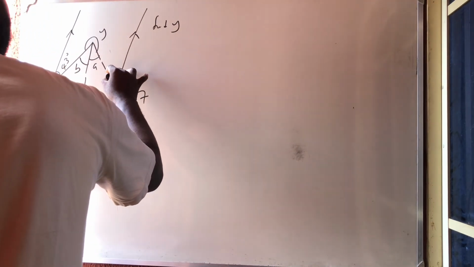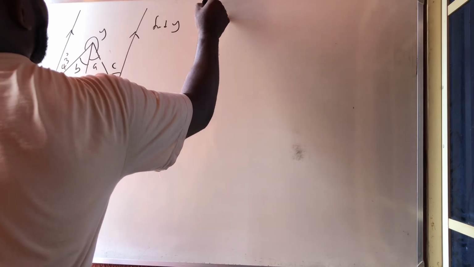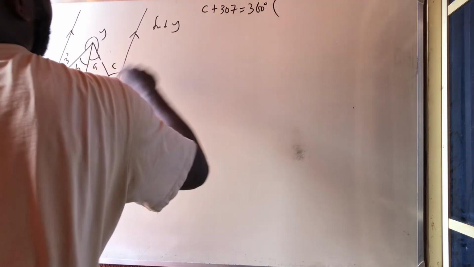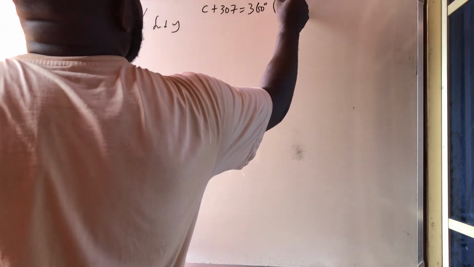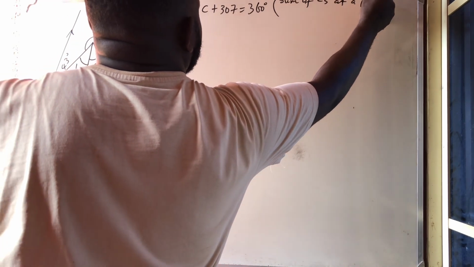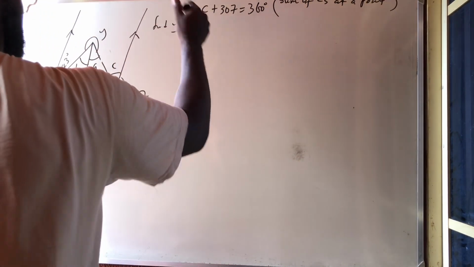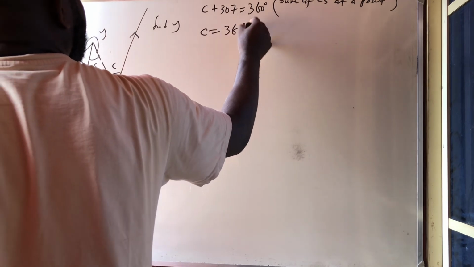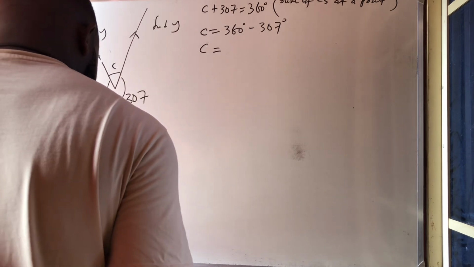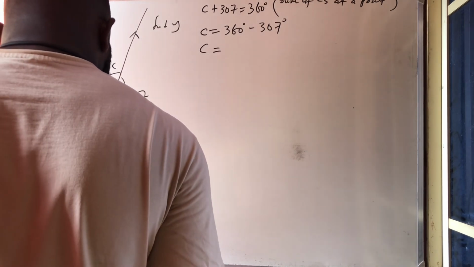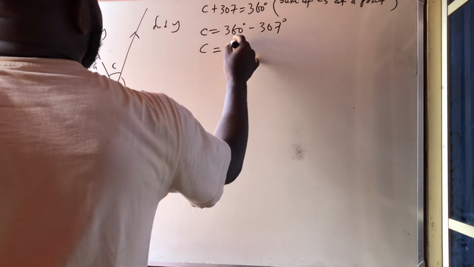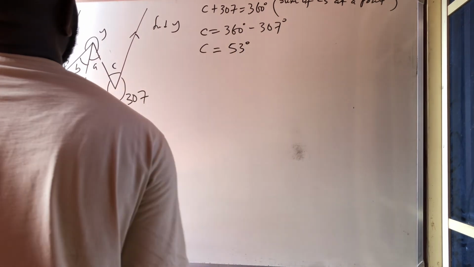Okay, let me get inside here. Let me call here C. Do you know that C plus 307 is equal to 360? Complete circle. And my reason is sum of angles at a point. So therefore my C is 360 degrees minus 307. So C is equal to 53 degrees. Okay? I've gotten my C.